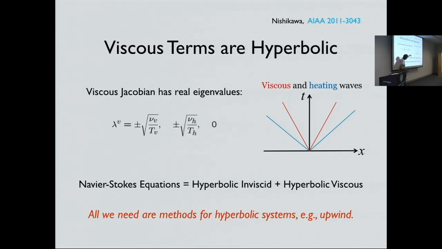And it represents a pair of waves, the viscous stress wave and the heating wave. They are symmetric. It always comes with a pair. So it's a symmetric wave. And the zero eigenvalue comes from the fact that the continuity equation doesn't have a viscous term. So the Navier-Stokes has a hyperbolic inviscid part and a hyperbolic viscous part. So all we need are methods for hyperbolic systems.